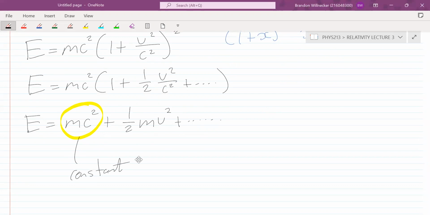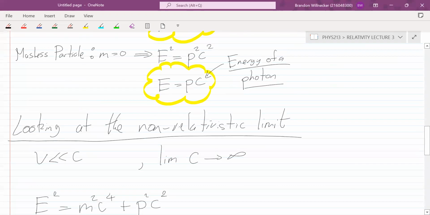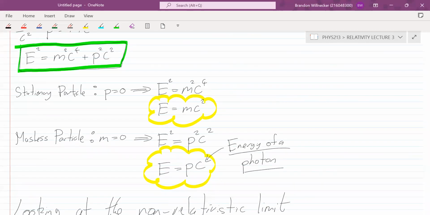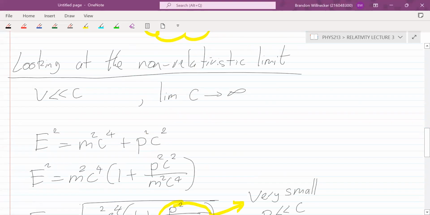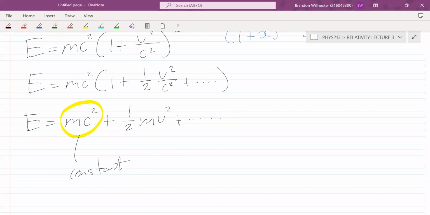And it is the rest mass energy, as we spoke about up here with this E equals mc squared. So when the particle is at rest, it still has energy given by E equals mc squared. Okay, so that appears in our series expansion here.